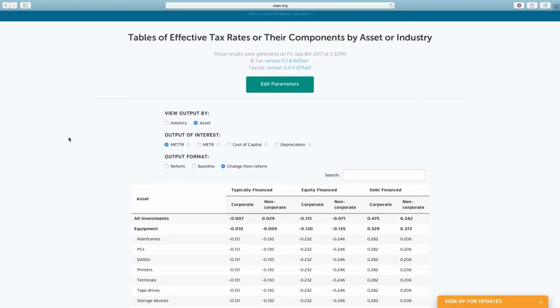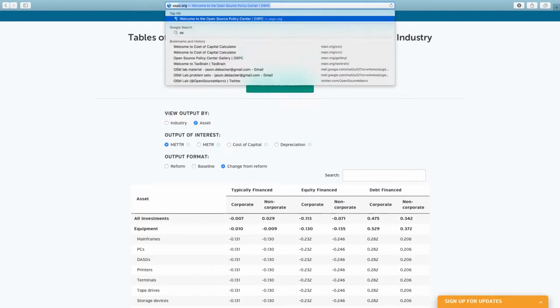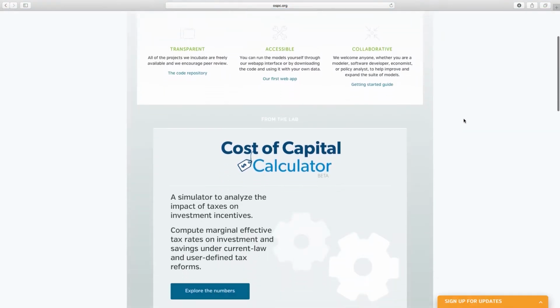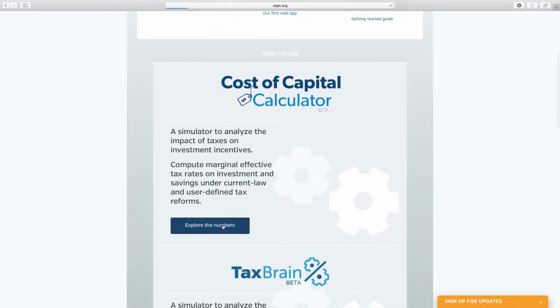The Cost of Capital Calculator is a web application that allows you to explore the effects of tax policy on businesses' investment decisions. I'd like to take a few minutes to show you how the model works. To get there, navigate to ospc.org, scroll down to Cost of Capital Calculator, and click on Explore the Numbers.